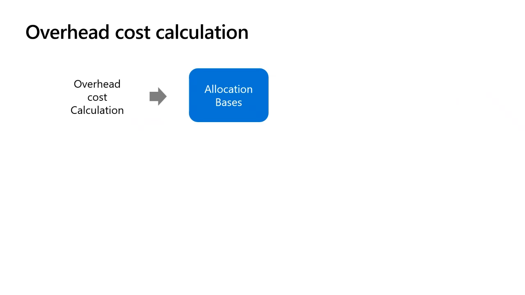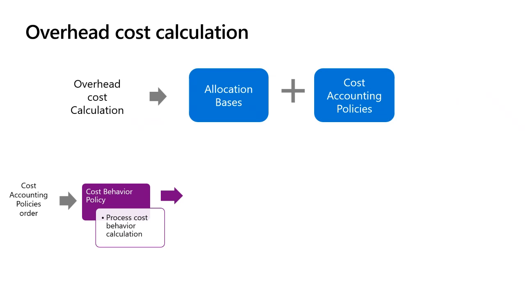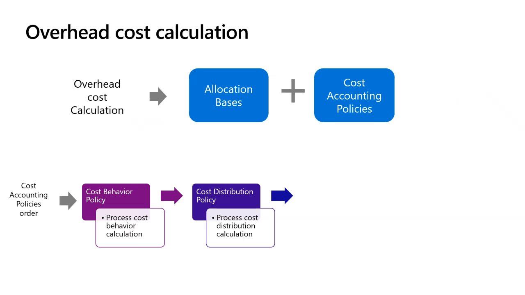The purpose of overhead calculation is to assign overhead costs to relevant cost objects. The assignment will be based on allocation basis, and will be achieved through the cost policies defined in this module. Overhead calculation runs the cost accounting policies in this order. First, the cost behavior policy. The rules defined under this policy set the behavior of cost into fixed and variable cost. Next, the cost distribution policy, which processes the distribution of cost as per the allocation basis.